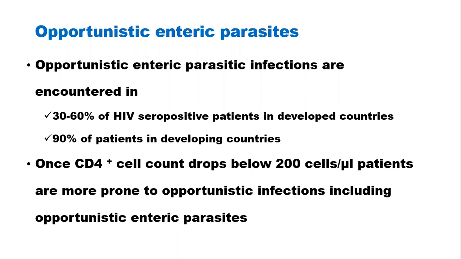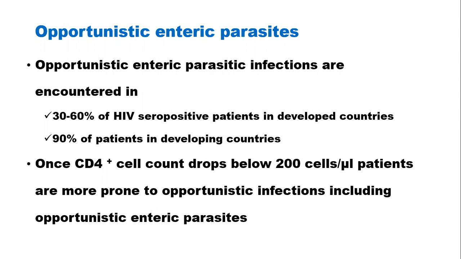Now we are moving on to parasitic agents that are regarded as opportunistic enteric parasites. You already know what opportunistic means. There's something that makes that particular host unduly susceptible. So opportunistic enteric parasitic infections are encountered in about 30 to 60% of HIV seropositive patients in developed countries and in about 90% of patients in developing countries.